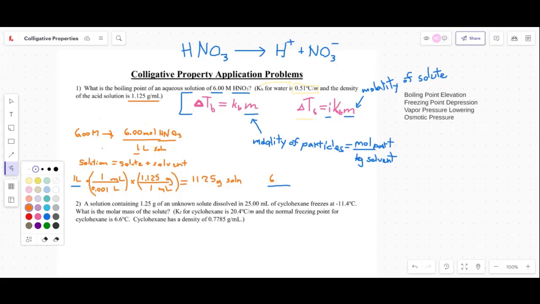How many moles of the solute? Sorry about that. 6 moles. Yeah, 6.00, right? And so this is the moles of HNO3. And I'm going to go ahead and convert this. I'm going to convert it to grams. Now go ahead and calculate the molar mass of HNO3 and tell me what you get.